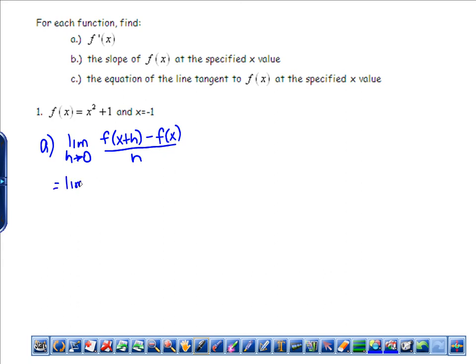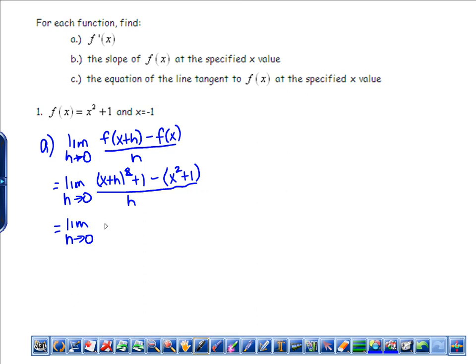Okay, so limit as h approaches 0, and then f of x plus h, we plug in x plus h for x. So x plus h squared plus 1 minus parentheses x squared plus 1, all over h. Okay, so now we need to clean it up, because if I were to take the limit right now by plugging in a 0 for h, I would get 0 over 0. So this means that the limit exists, but I need to do a little bit of work.